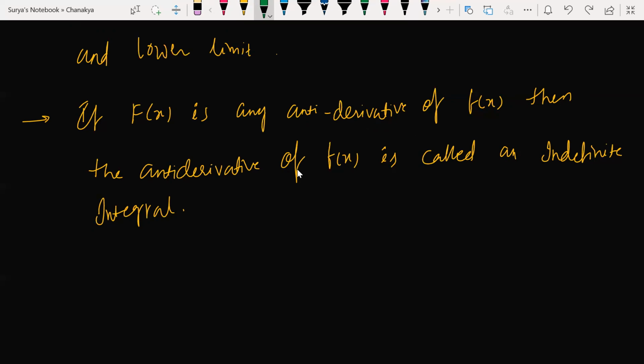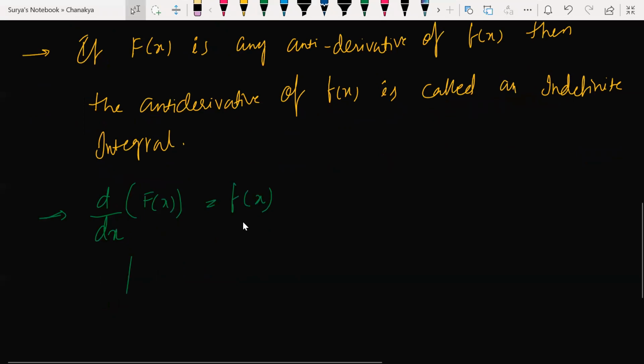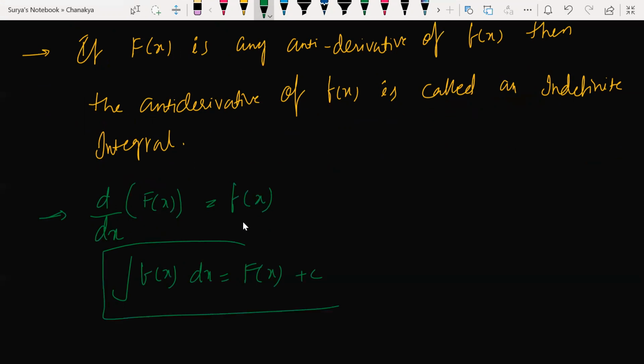So look at this. Suppose d by dx of some capital F of x is equal to small f of x. Now if I integrate small f of x dx, then I must get capital F of x plus c. This is the general way of indicating them. This is how we denote integrals.